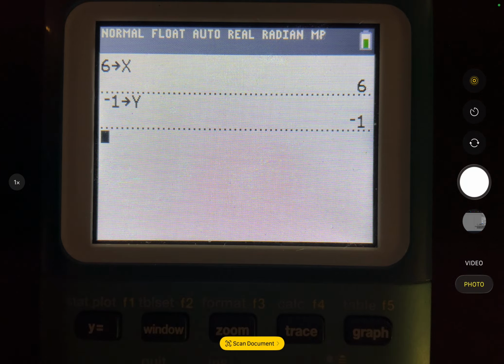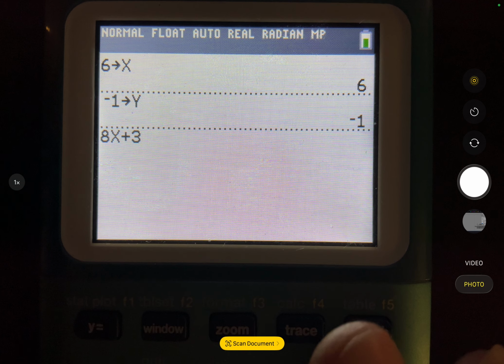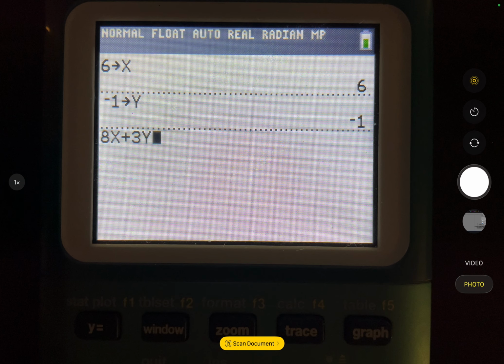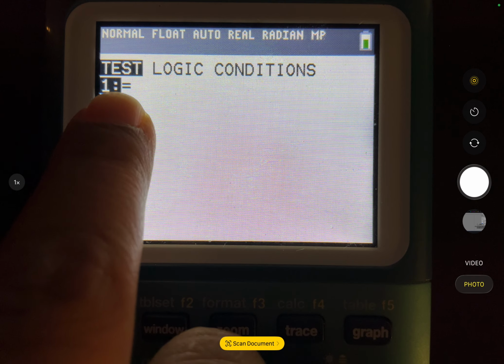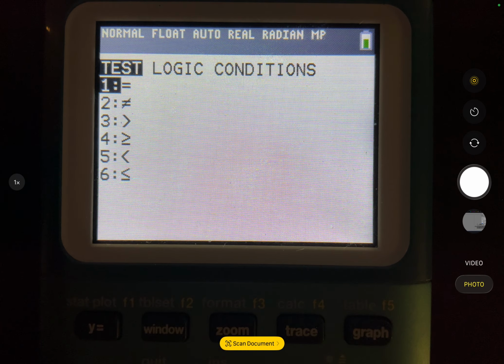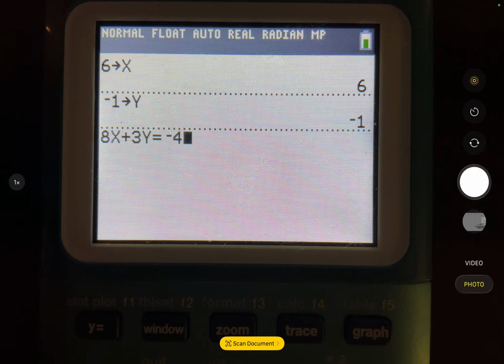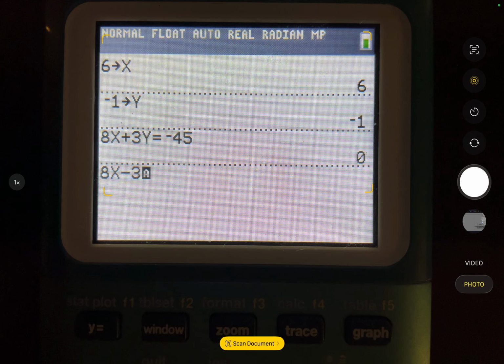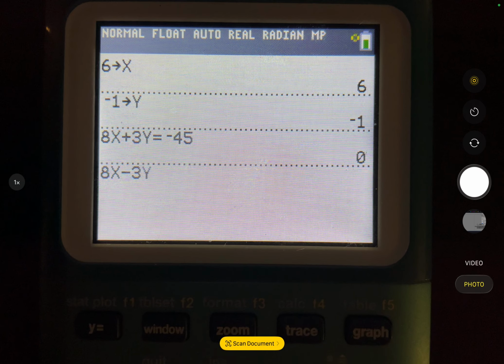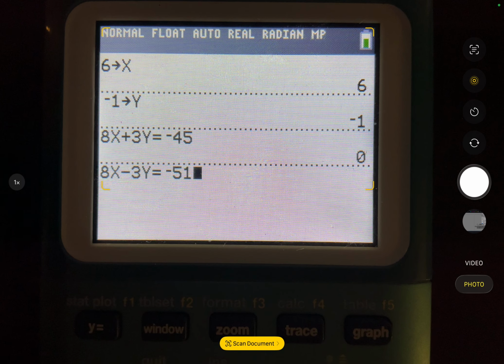And I can type in my very first equation. My first answer choice is 8X plus 3Y equals. To type in the equal sign, you're going to press, what is it? Second math. Second math, there's your equal sign right there. Yes? And then equals -45. Now you're going to do that for every equation. So 8X minus 3Y. It should give you either a 1 or a 0.